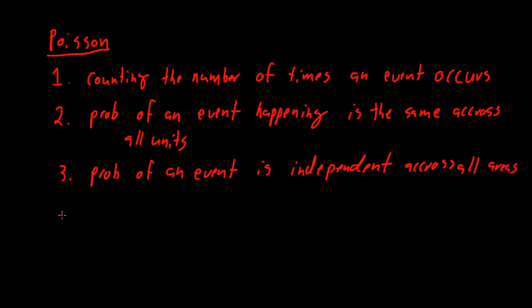And finally, number four is that the mean or expected number of events in each unit is denoted by the Greek letter lambda. So lambda, which is this upside down looking y, is the mean number of events in a given unit.